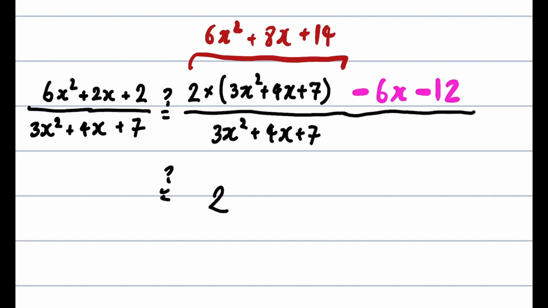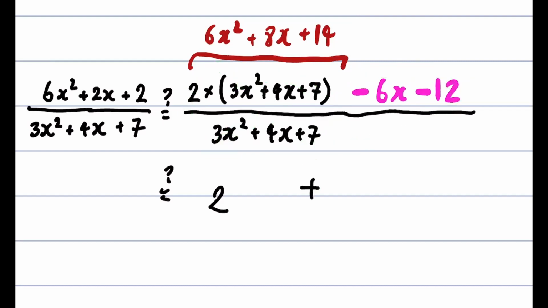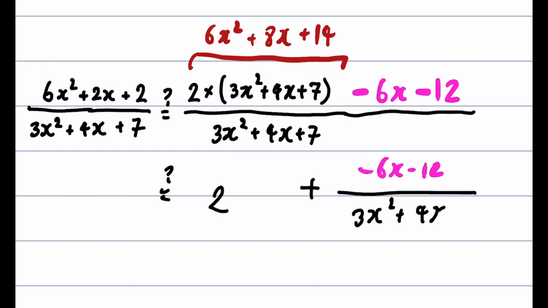So we can actually split it out as 2, this part plus this part. So we can add negative 6x minus 12 over the denominator 3x squared plus 4x plus 7. And there we go, we are done. No need for long division. This is a shortcut. If you can see this, then it will be faster. But if you cannot, then just do long division.